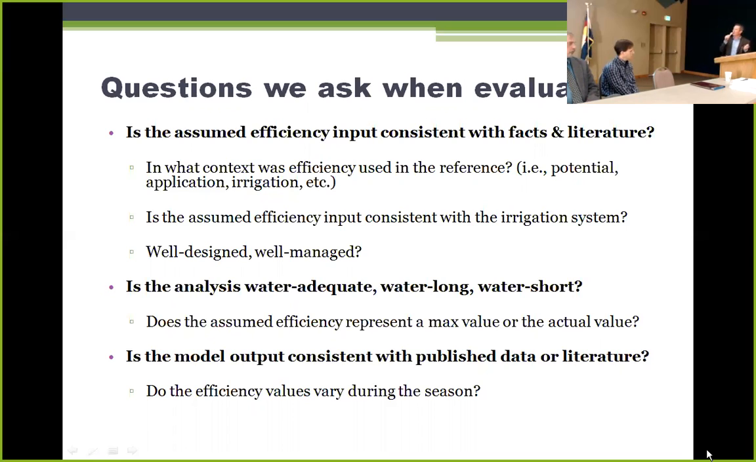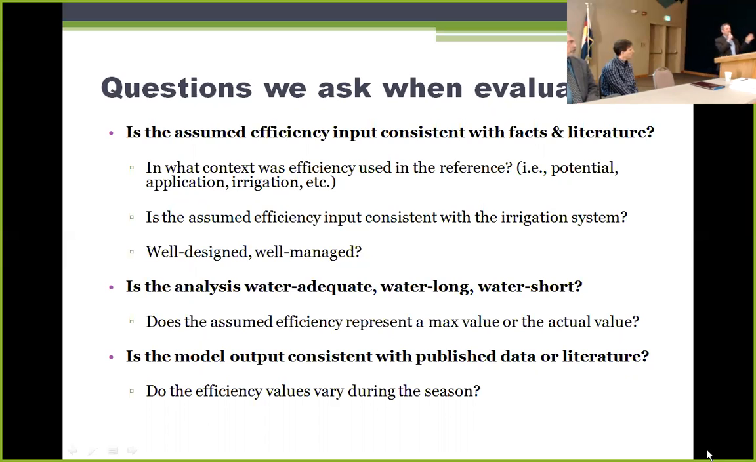And then we also ask, is the model modeling water adequate, water long, and water short? And does this input that we're using in the model represent a maximum value, or are we saying that this input represents the actual value of efficiency of the irrigation system? And then what we look at typically is what was the output? And when we ran the model and got the output, is that output consistent with published data in literature?